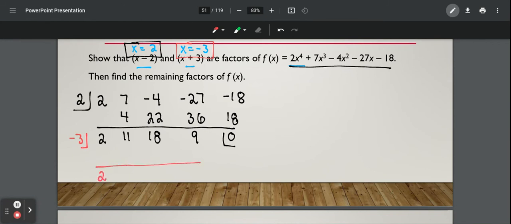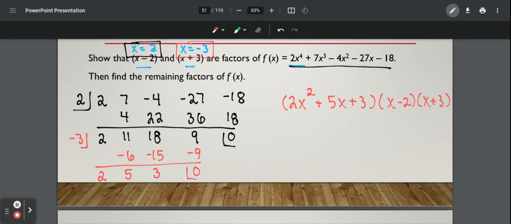So we bring the 2 down, multiply, multiply, and we get another 0. So now we're left with 2x squared plus 5x plus 3 as our other factor. Remember, we could write that then with x minus 2 and x plus 3.